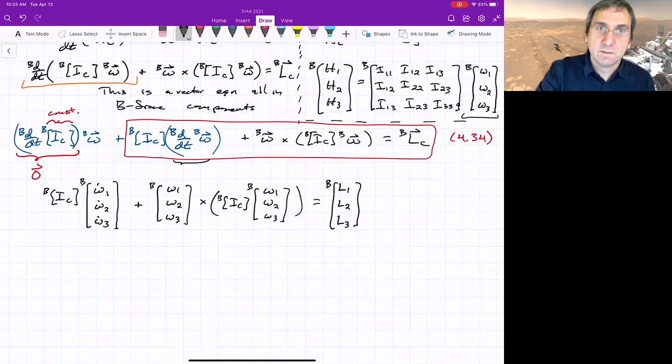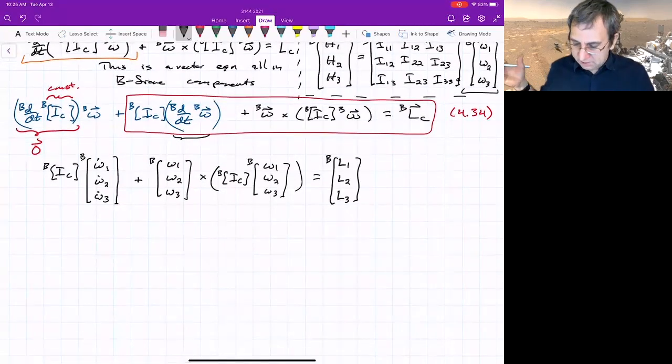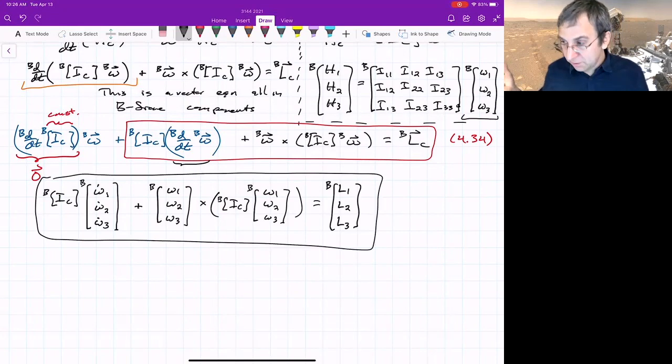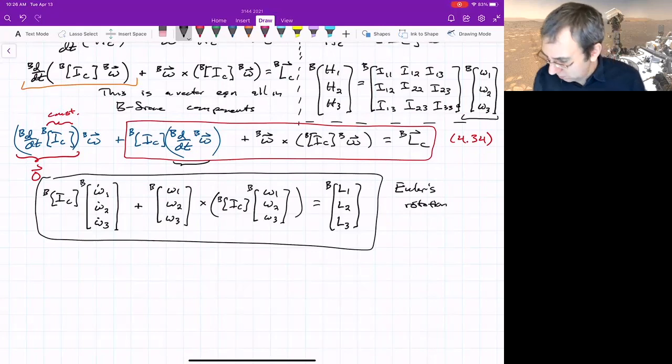And you could take this further and write it in different ways. If you write this out, it'll look like some horrendous thing if you use just any old frame. So this is another version of Euler's rotational equations of motion. You might say, is there a difference between Euler's equation and Euler's rotational equation of motion? No, it's just a different way of writing it.